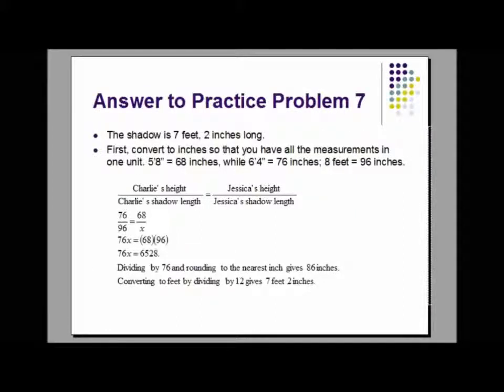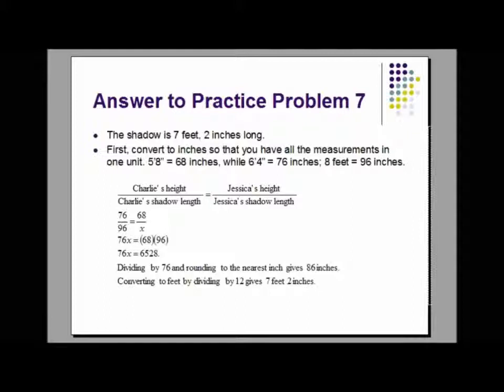The answer to practice problem 7 is that the shadow is 7 feet 2 inches long. First convert to inches so that you have all the measurements in one unit. 5 feet 8 inches is 68 inches. 6 feet 4 inches is 76 inches. 8 feet is 96 inches. The proportion will be Charlie's height over Charlie's shadow length equals his sister's height over her shadow length.